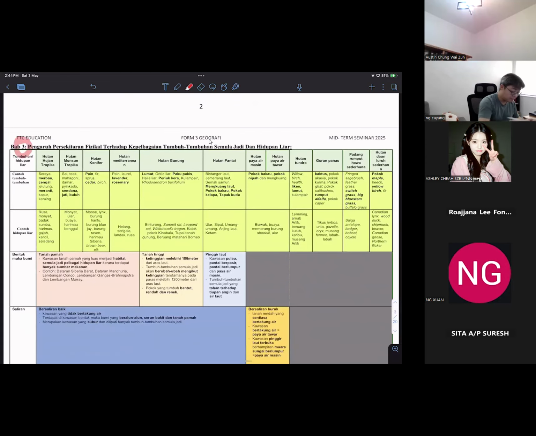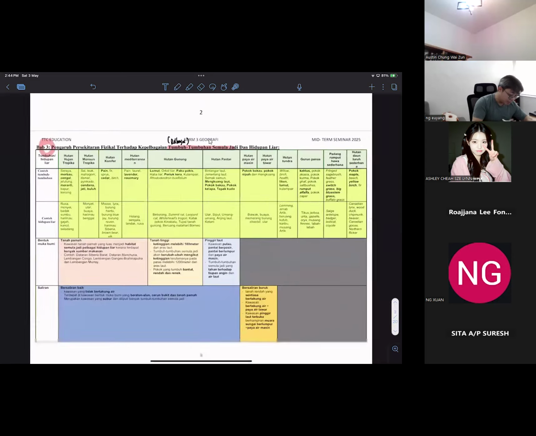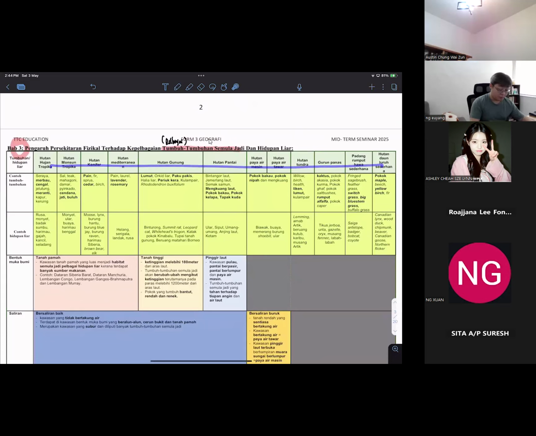guys, part 3. So part 3, we have different tumbuh-tumbuhan semula jadi able to grow in Malaysia. So that's why, this is berbagai tumbuh-tumbuhan, they are going to form as a jungle, what you guys have to refer here. But if this is just Malaysia, right? So Malaysia, we are just going to focus on the tallest mountain in Malaysia, Hutan Gunung, followed by the Hutan Hujan Tropika and tanah pamah yang rendah.